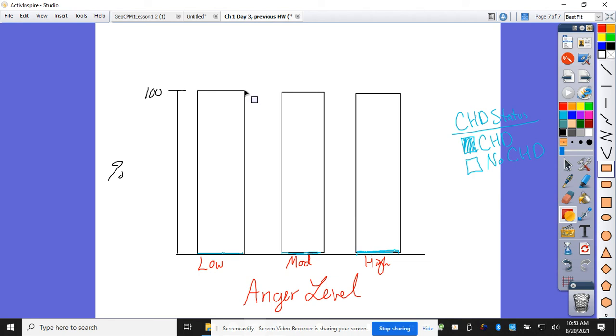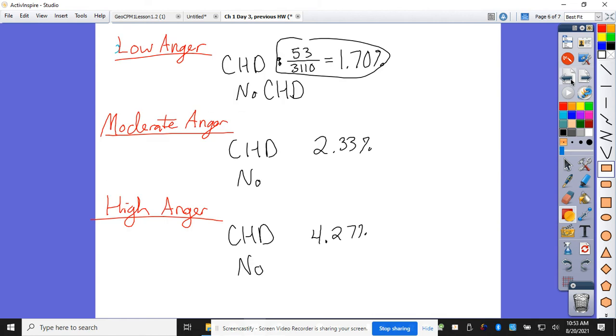What could you say? So let's go back to our numbers here. 1.7, 2.33, and 4.27. Even though that's not much, is that, I hate to use the word significant, but it's the best thing we can use here. Significant means something really specific in our class. We just don't talk about it for a few months. Does that look like a significant increase?